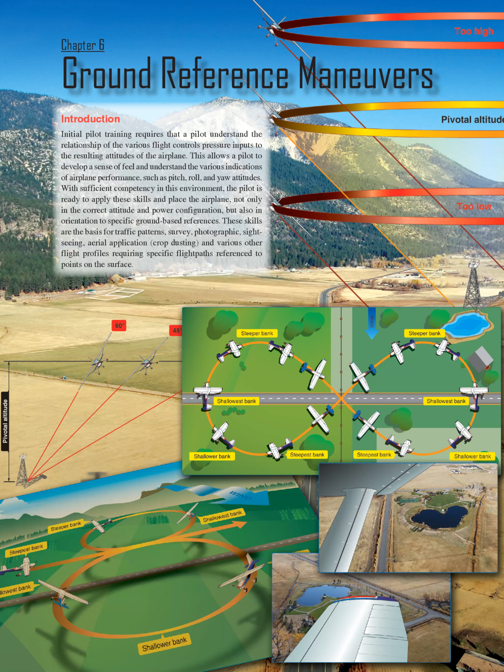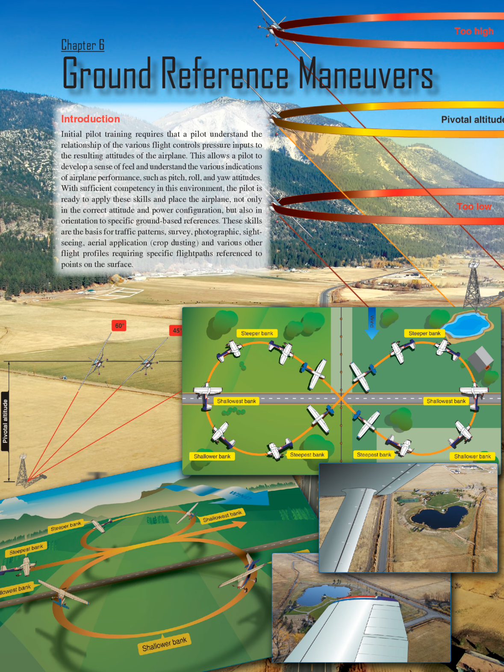Chapter 6: Ground Reference Maneuvers. Introduction. Initial pilot training requires that a pilot understand the relationship of the various flight control pressure inputs to the resulting attitudes of the airplane. This allows a pilot to develop a sense of feel and understand the various indications of airplane performance, such as pitch, roll, and yaw attitudes.